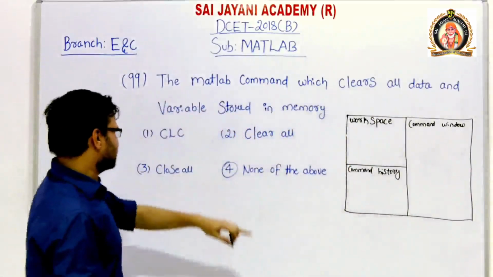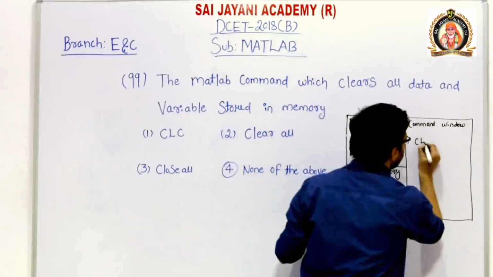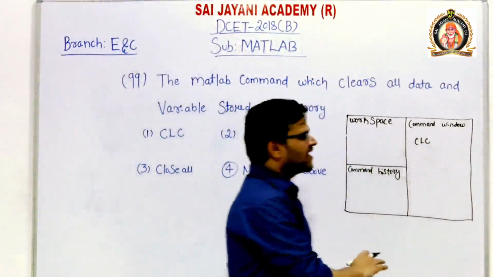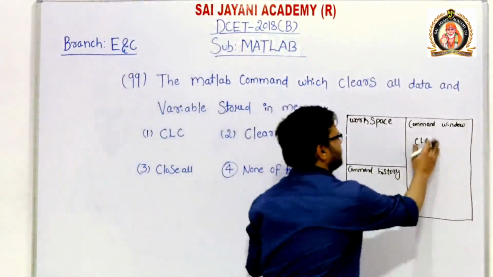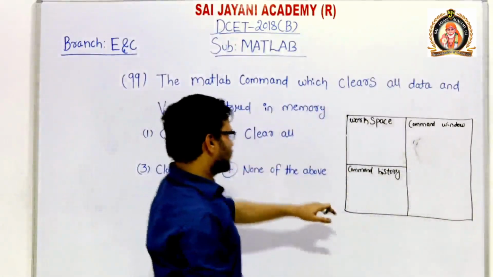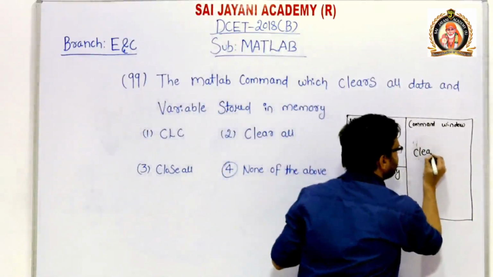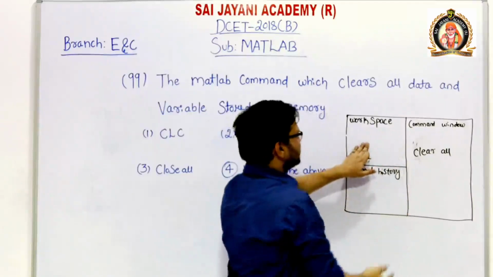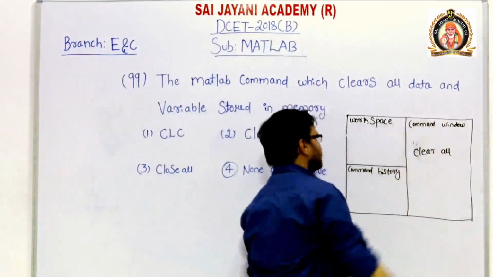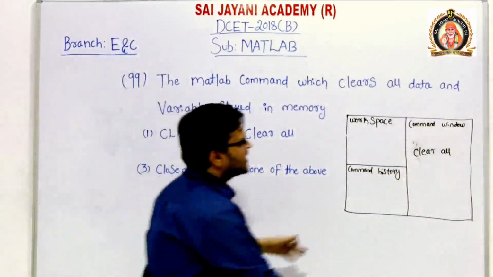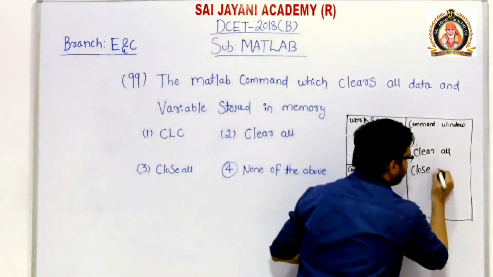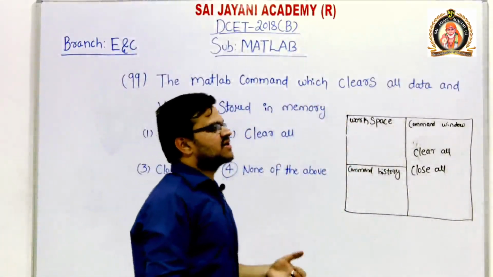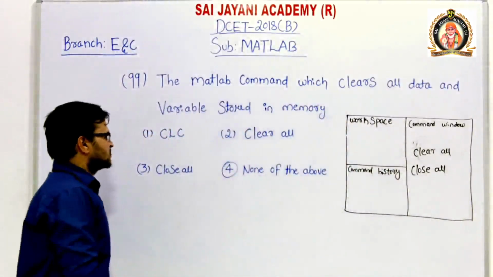When you type the CLC command in the command window, whatever you wrote in the command window all disappears. Okay, all is cleared. If you write clear all in the command window, then all the variables and their values stored in the workspace are cleared. When you write close all in the command window, then all windows are closed, like the graphical user interface window and figure windows.